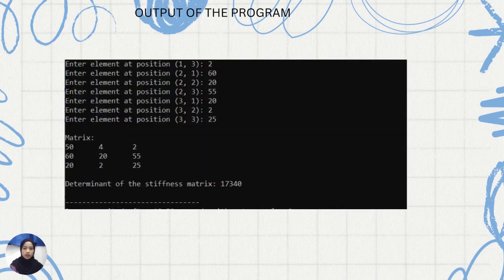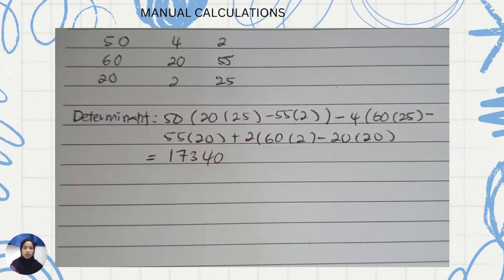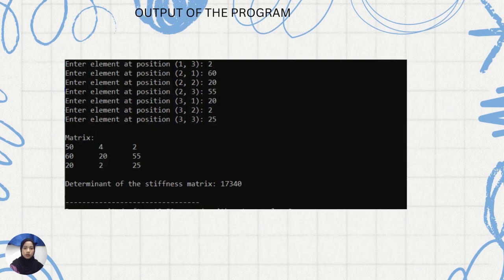Next slide is the output of the program. So this is the output of the code. First, the user inserts the size of the matrix and the program will show the matrix in its coordinates. Later, the program will calculate the determinant of the matrix. Next, this is the manual calculation. As you can see, our manual calculation for the determinant gives the same answer as the program that we coded.